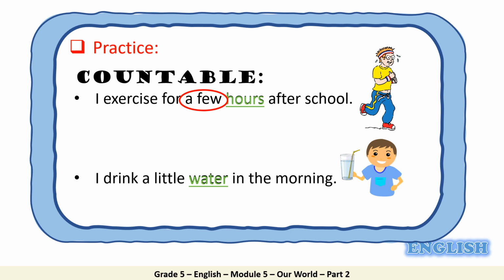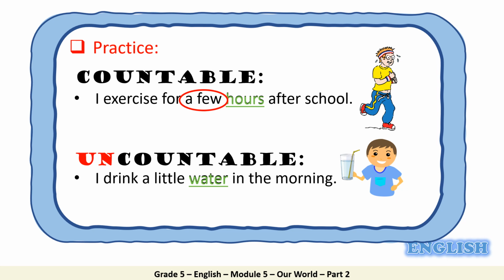Okay, let's see number 2. The word water. Is it countable or uncountable? Can you count water? Can you say a water, 2 waters? No, you can't. So this is an uncountable noun. And that's why we use the quantifier a little water.